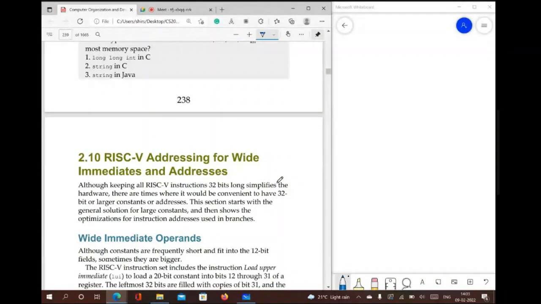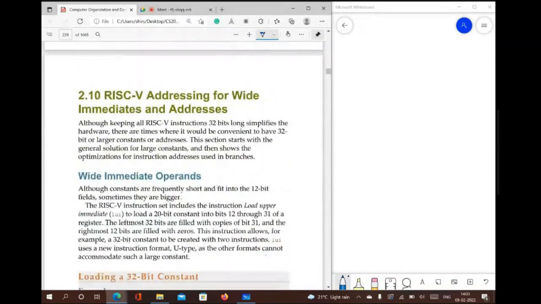Okay, so today we'll start from section 2.10, RISC-V addressing for wide immediates and addresses.